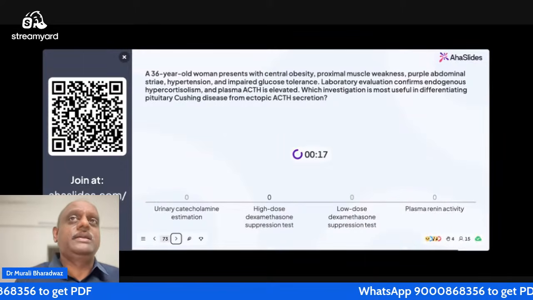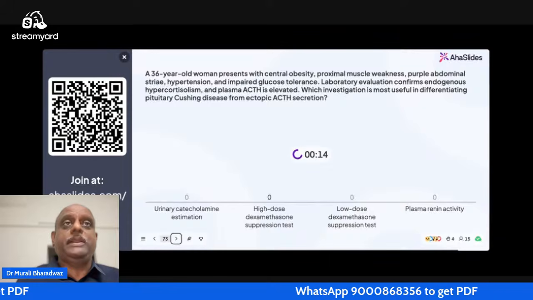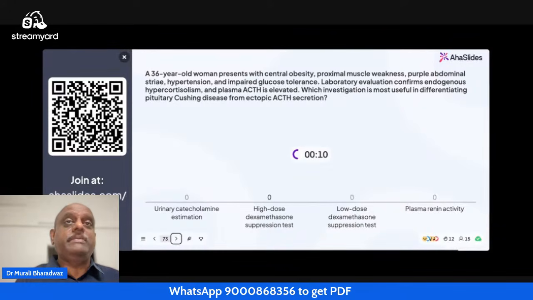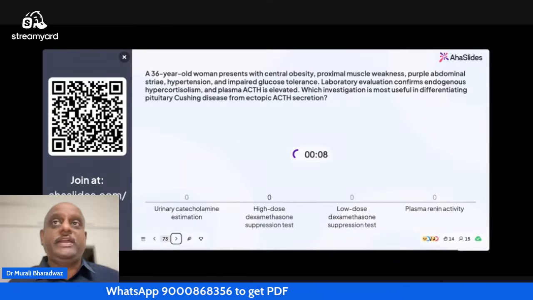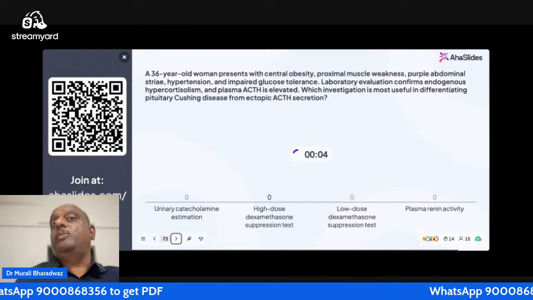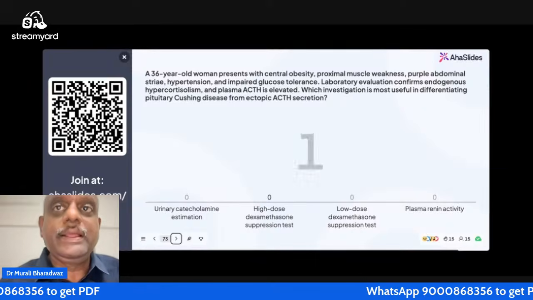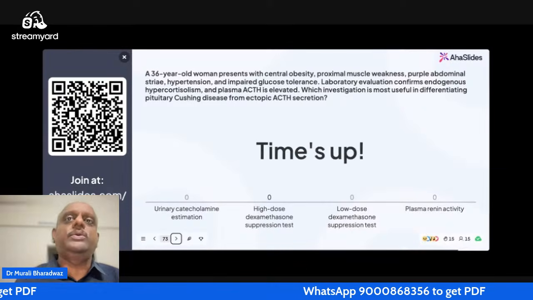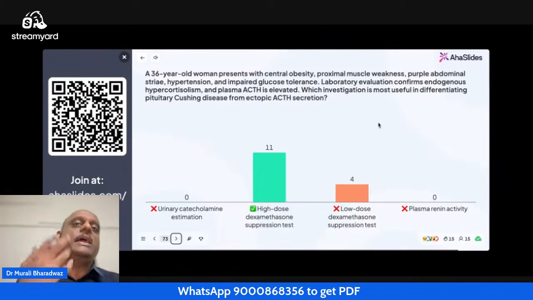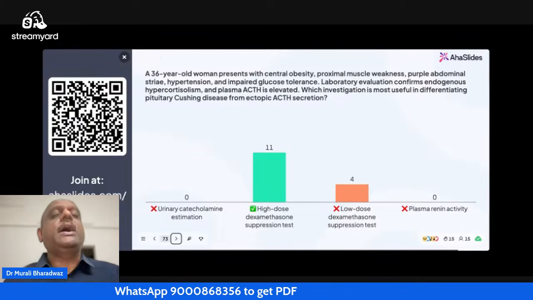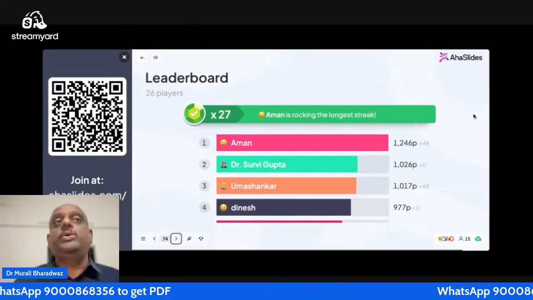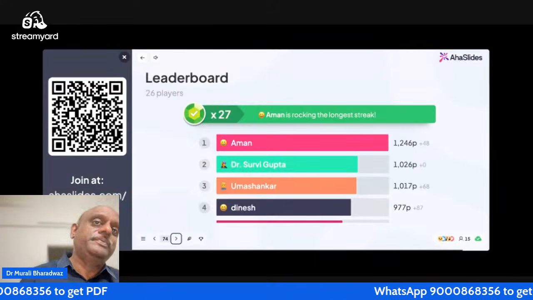Central obesity, proximal muscle weakness, purple abdominal striae, endogenous hypercortisolism, and plasma ACTH is elevated. So how do you differentiate pituitary Cushing's disease from an ectopic ACTH secretion, doctor? So let's see how you have answered. Excellent. 11 of you correctly answered. It is a high dose dexamethasone suppression test, not the low dose, is what you need to remember.